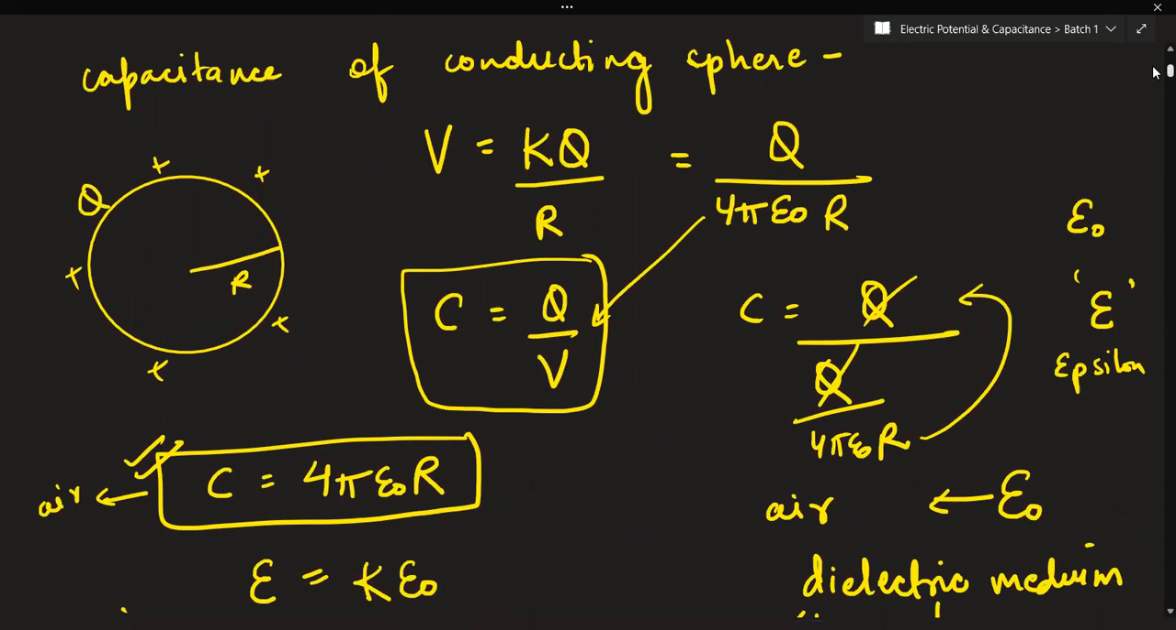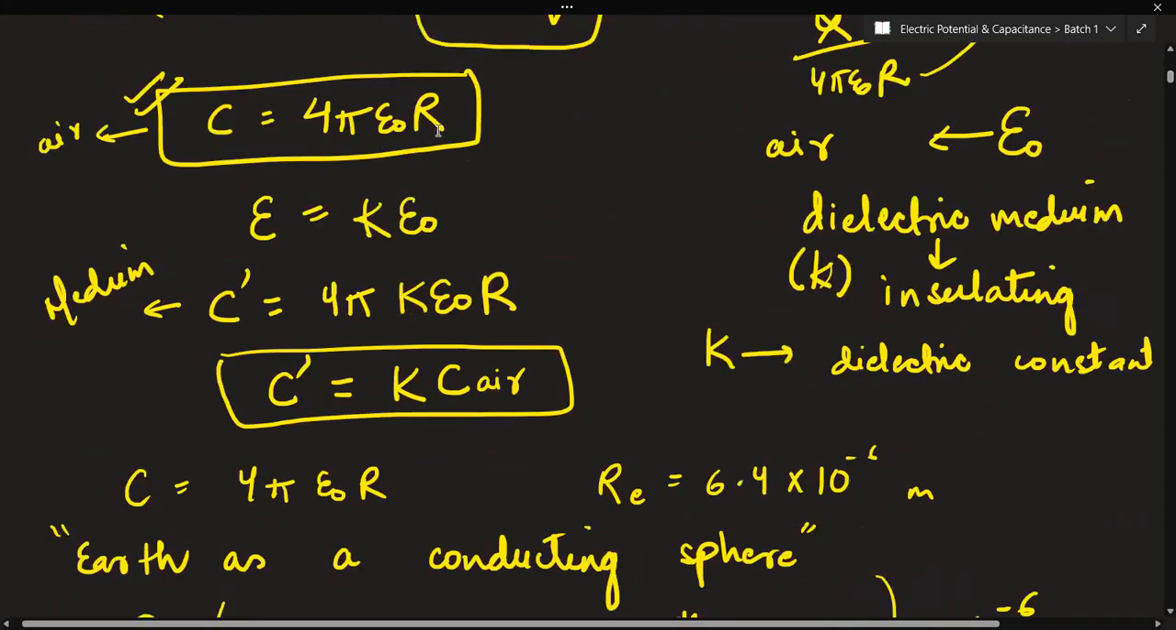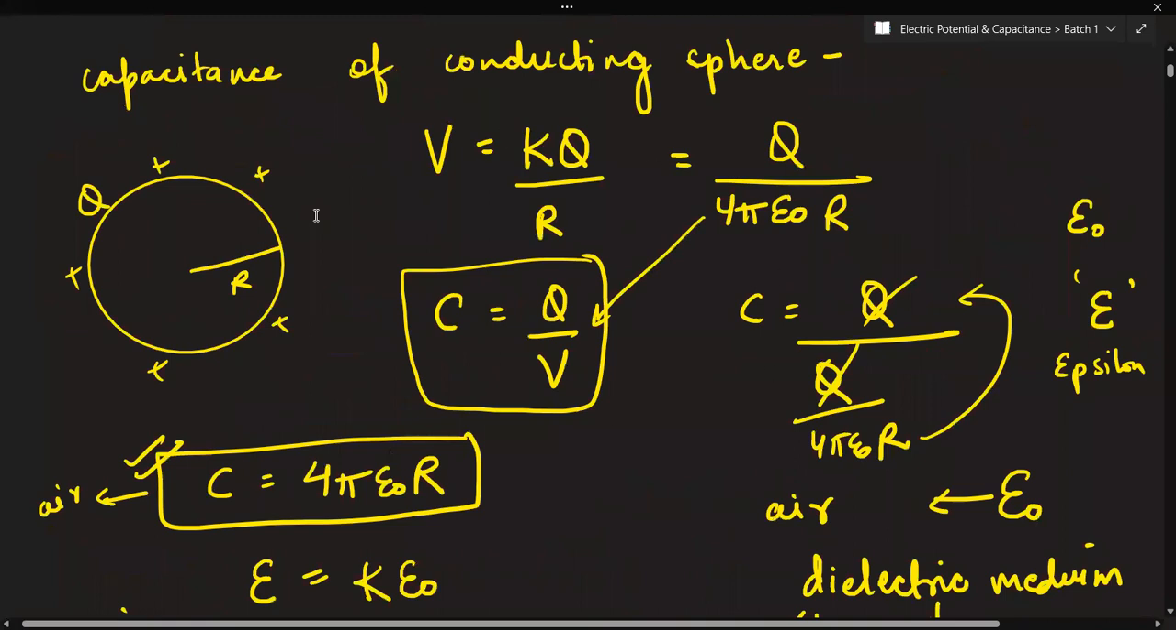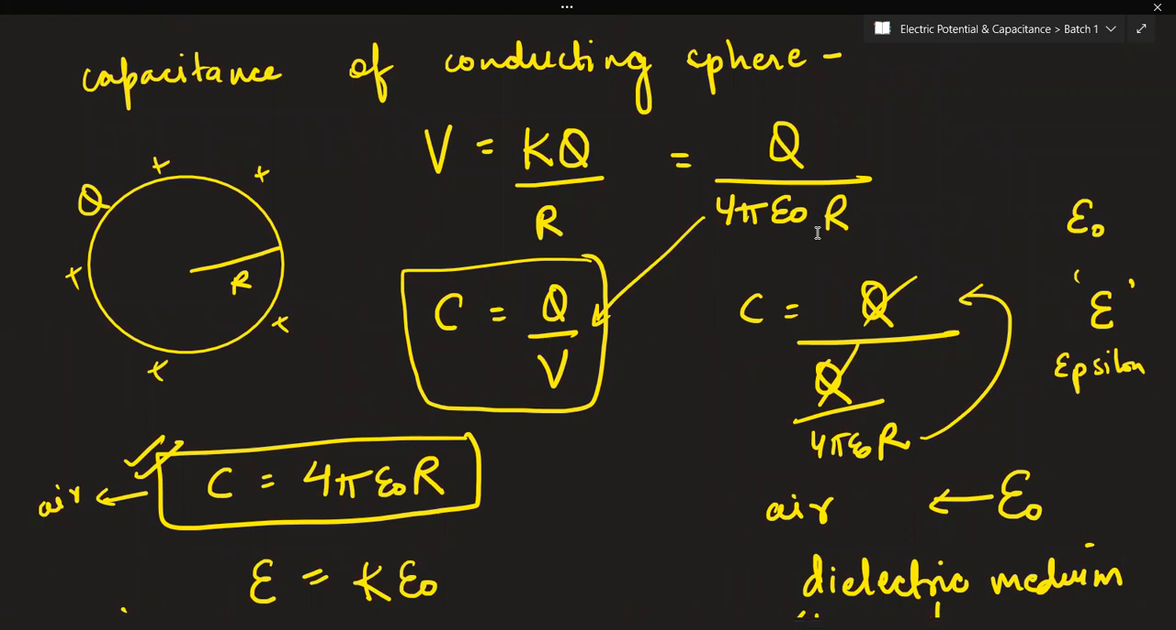This part for a conducting sphere, 4 pi epsilon naught r, is important. C prime is equal to K times C, not very different or unique, but this part, class, is asked. If you look up the previous year papers, you will notice this part for the conducting sphere. Write down the formula or derive the expression for capacitance of a conducting sphere. 2 marks or 3 marks will be given, but it has good weightage.